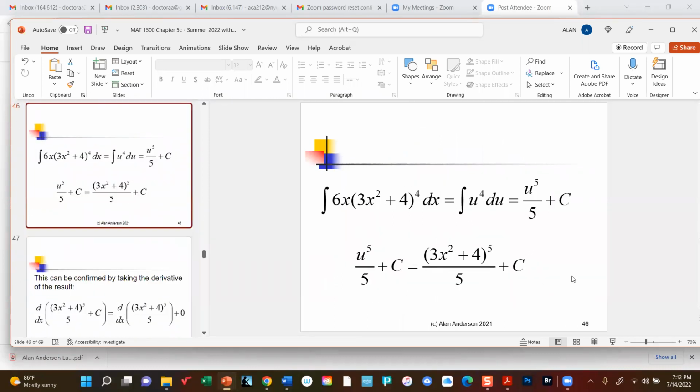So that's the same process we followed. So you've got the integral of u to the fourth du equals u to the fifth over 5 plus the constant. Don't forget that constant. And then here, all you're doing is replacing u with the value that we chose for it, 3x squared plus 4. And again, if you want to, you can take the derivative and you'll see that it is correct.